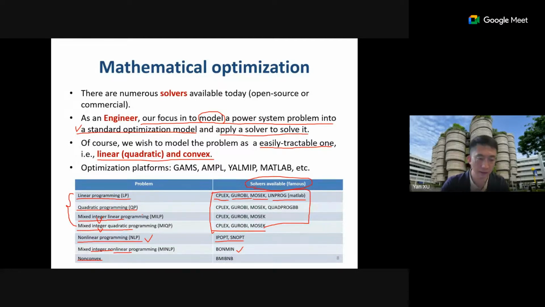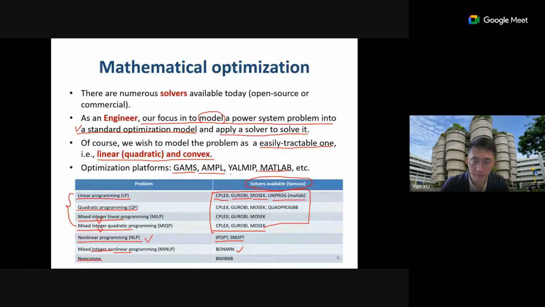As long as you can do that, you can directly call a solver to do it. In terms of the programming platform, we can use MATLAB, and we can use Python nowadays. And there are separate professional optimization platforms, such as GAMS and AMPL. These two are specialized programming platforms for optimization.